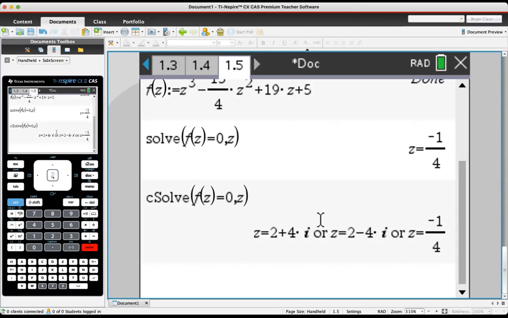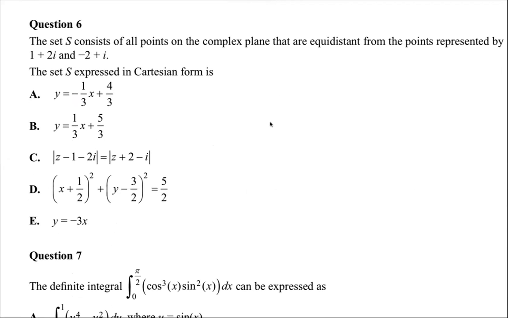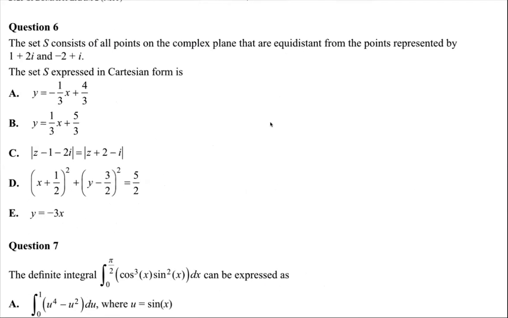So let's have a look at the next one. Fantastic. The set S consists of all points on a complex plane that are equidistant from the points represented by 1 plus 2i and -2 plus i. So we'd like to find, okay, this is a perpendicular bisector. So drawing the diagram, this is the real axis. This is the imaginary axis. 1 plus 2i is here, (1, 2). -2 plus i is here, okay? (-2, 1).